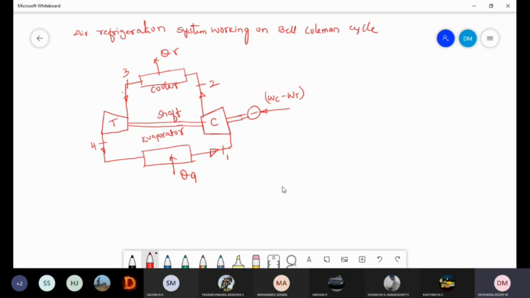And we are supplying the work from compressor. You have to remember these points. This is adiabatic compression. This is adiabatic expansion by turbine. This is constant pressure heat removal process, and this is constant pressure heat absorption process. And we are supplying the work from the compressor, that is shaft work. This is a normal flow diagram.